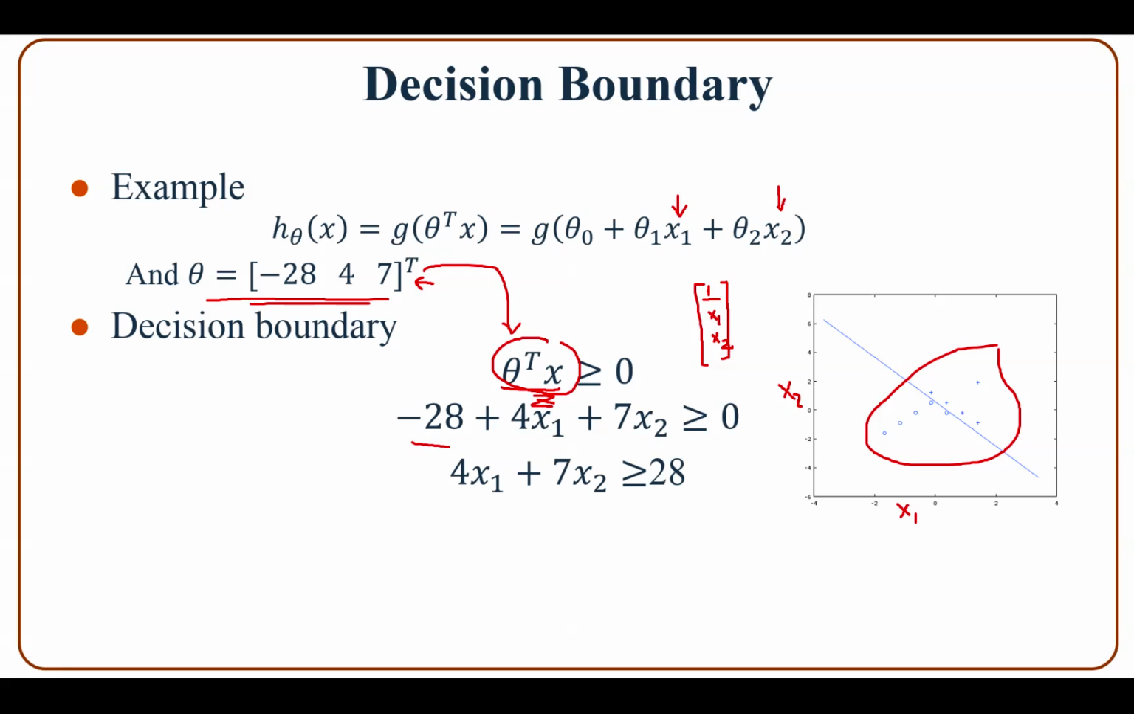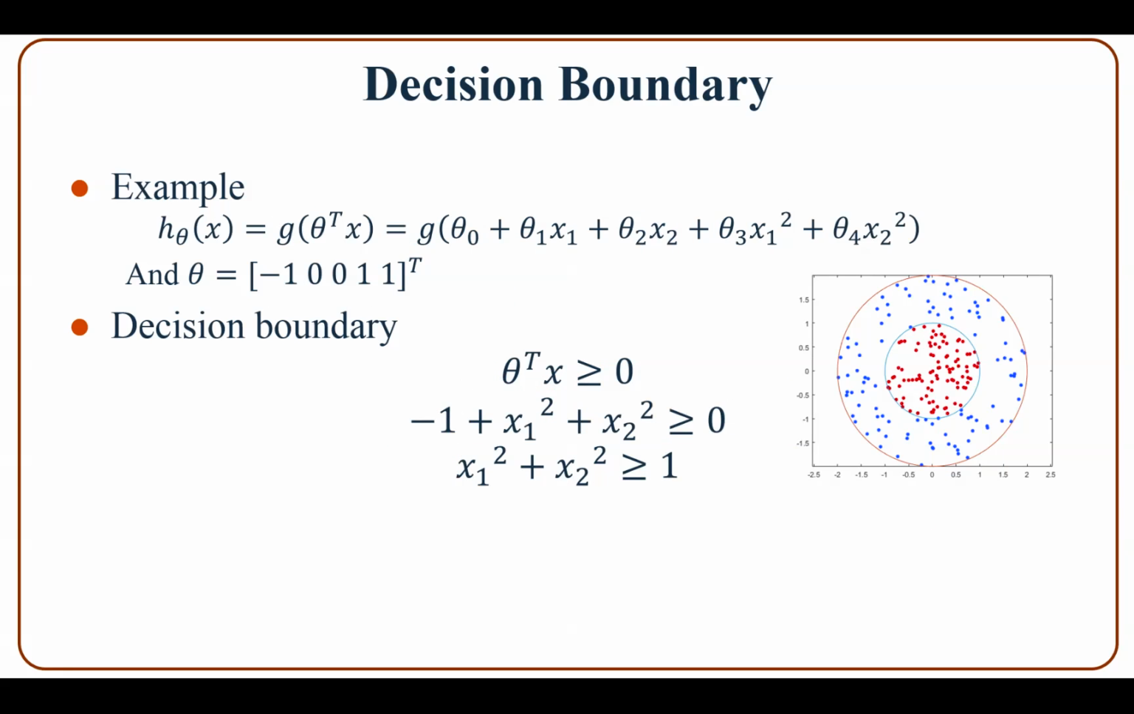So we get this, and then switch negative 28 to the other side, we get that. From there we draw the decision boundary, and this is x1 and that is x2. On one side we predict y equal to 1, and on the other side y equal to 0.